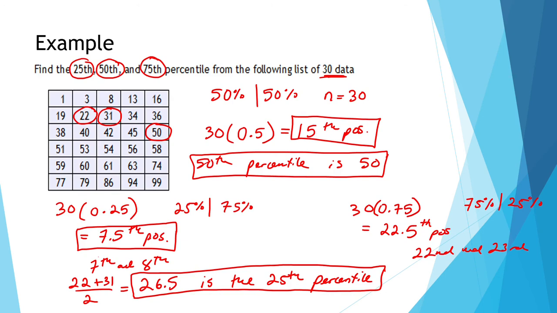The 22nd and 23rd position are 60 and 61. So to find our 75th percentile, we'll have to add these up and divide by 2. 60 plus 61 divided by 2 gives us 60.5. So this represents the 75th percentile. We have 75% of the data must be below 60.5. This is the 75th percentile.